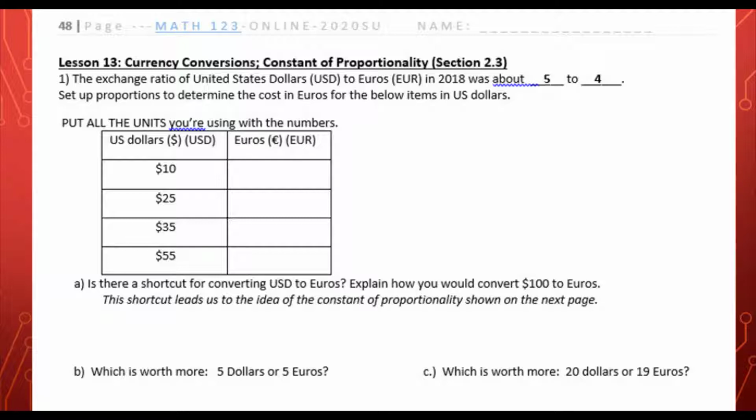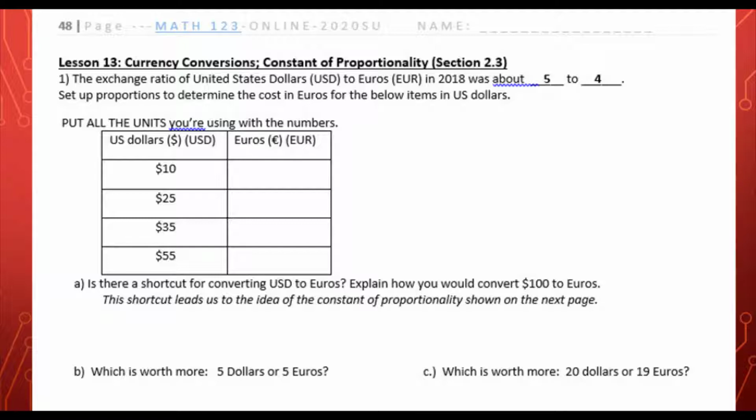Welcome to page 48 in your workbook, lesson 13, which is currency conversions and the constant of proportionality. Our first problem is just to determine the value of euros given the value of US dollars. Now we have an exchange rate up there, and it says the exchange rate of US dollars to euros in 2008 was about 5 to 4.